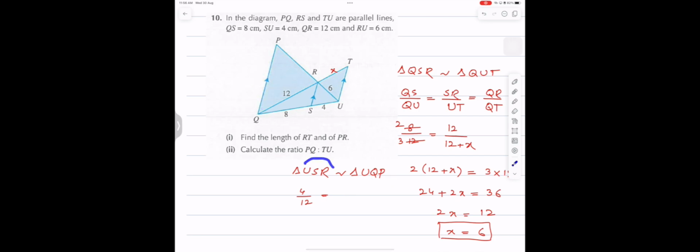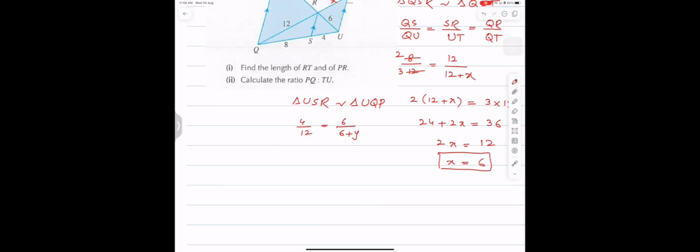But UR is 6 and UP, if you let the value of PR be Y, so it is 6 plus Y. Again, you can do simplification and then you can do cross multiplication. This is 1 over 3, which is equal to 6 over 6 plus Y. If you do cross multiplication, this is 6 plus Y, which is equal to 18. When you subtract 6 from both sides, you will get the value of y.